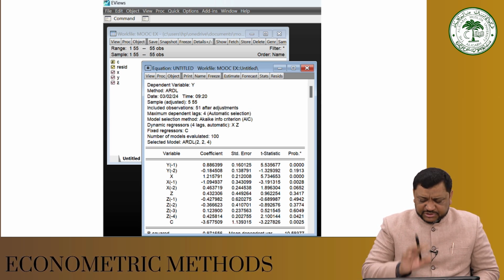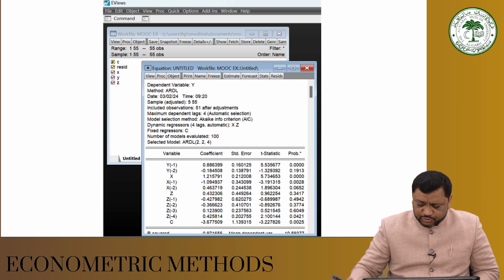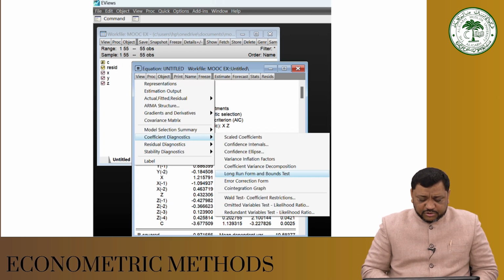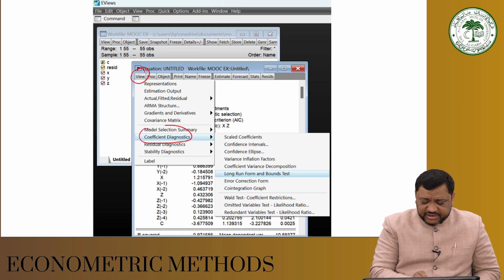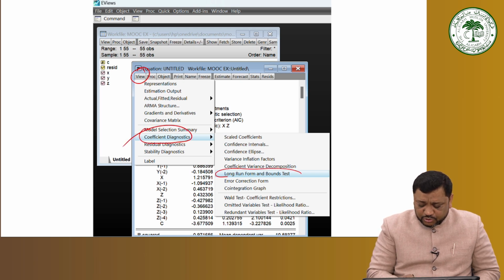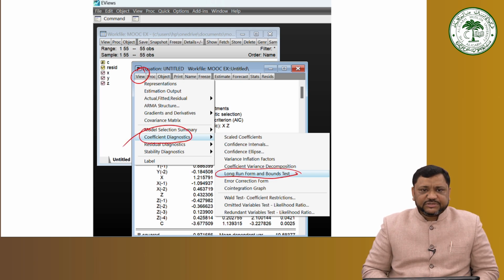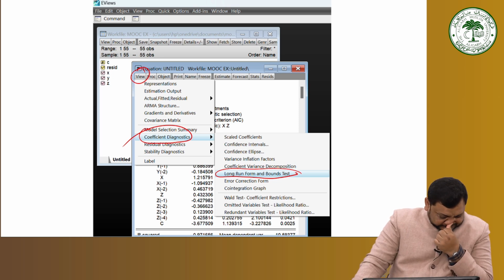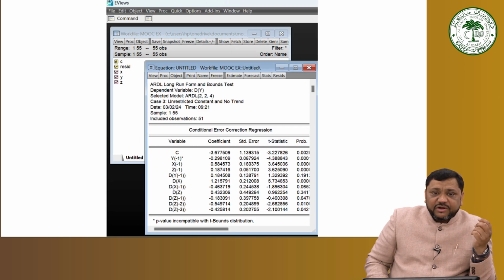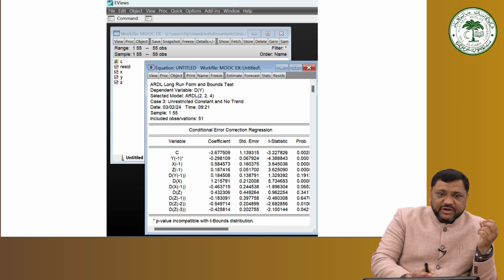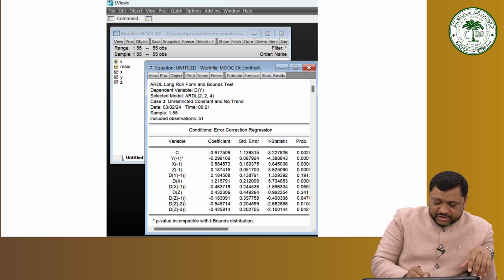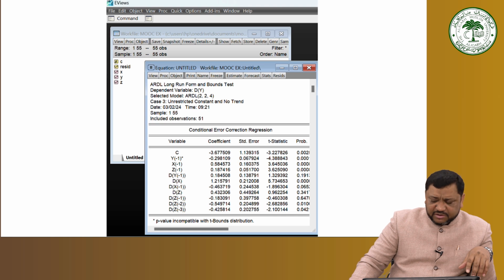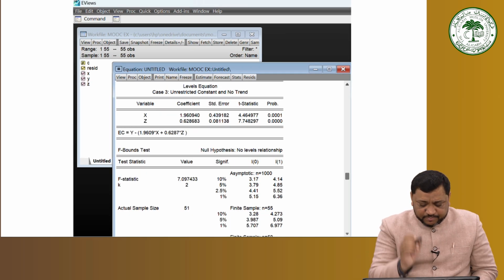This is not of much use to us. We move on to view, and in view you go to coefficient diagnostics, and then you go to long run form and bounds test. In the long run bounds test, you will get a result output, and this is what we require. You can use this to write the equation, but the main thing over here is the bottom part.